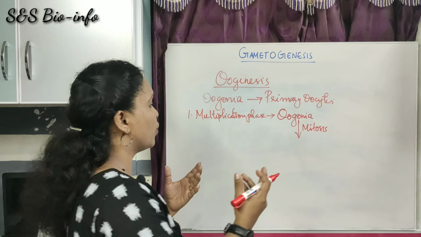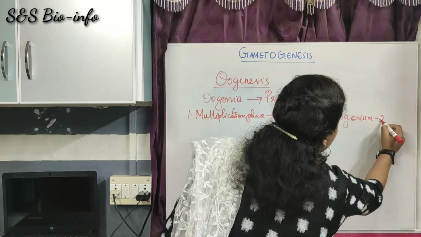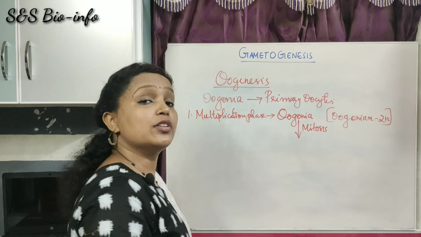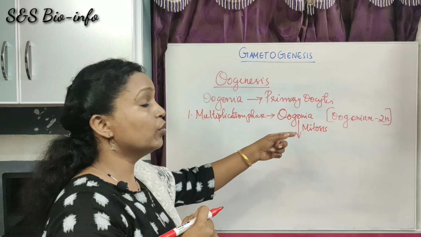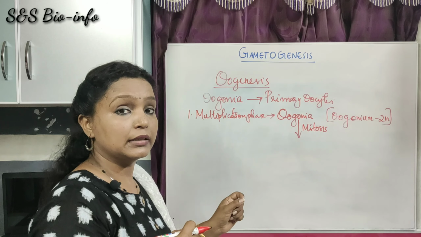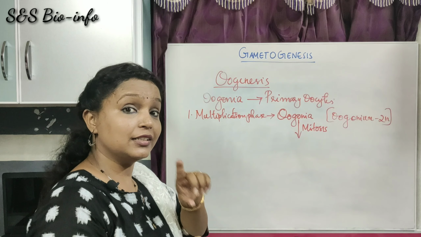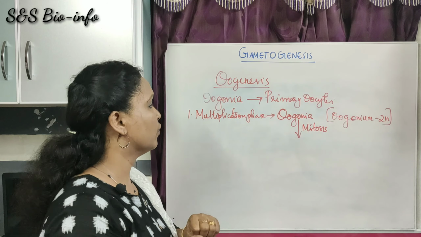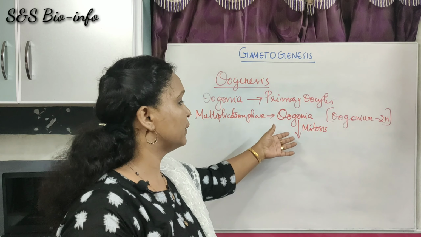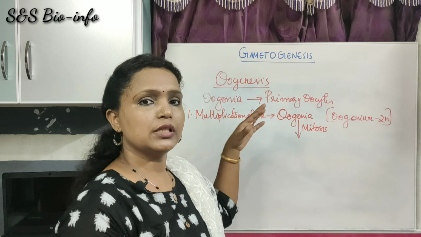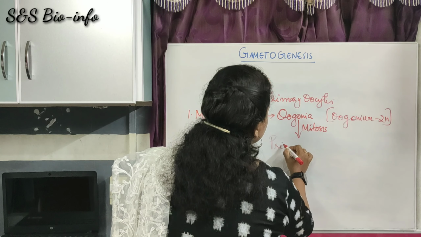Each oogonium is diploid in nature. That means each cell contains what? 23 pairs of chromosomes. So oogonium is a diploid mother germ cell. Those are present in the germinal epithelium of the ovary. During the multiplication phase, oogonia undergo mitosis and increase in number. They grow in size and are known as primary oocytes.